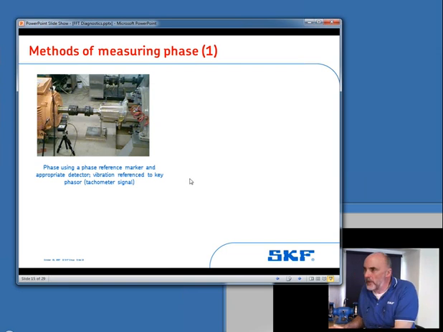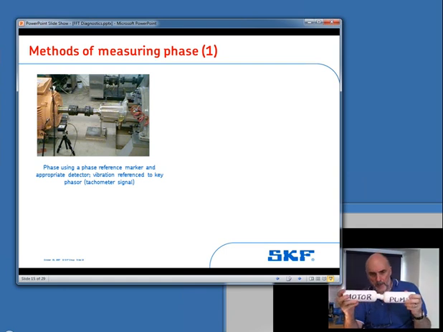As I said, one important thing in gathering our evidence is measuring phase. Here's a classic example. In this photograph, you can see a motor and a pump, and we're going to be looking at misalignment. As I said, one of the biggest sources of evidence of misalignment is relative motion going on between the machines.